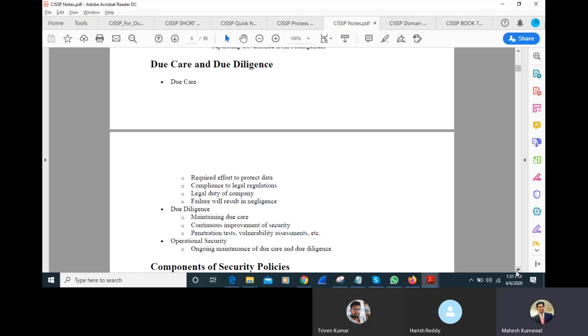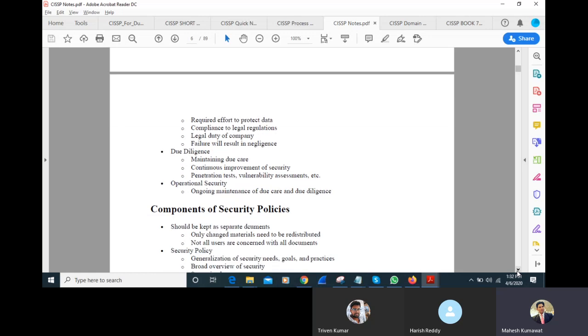Operational security is the ongoing maintenance of due care and due diligence. So what happens here? Whatever things are working in the company, suppose the servers are not accessible, you provide notifications to the users that it will take this much time. This is a due care sort of thing. So I already inform all the company people that the server is not available at that time, and they will do some different tasks in the meantime.